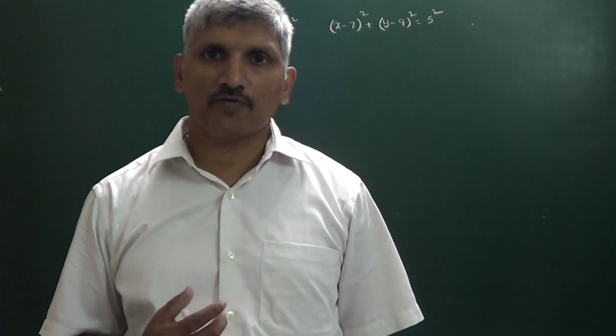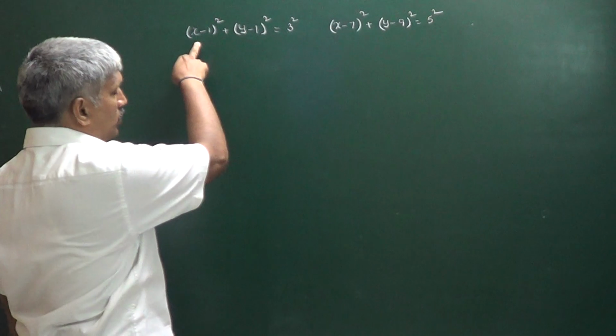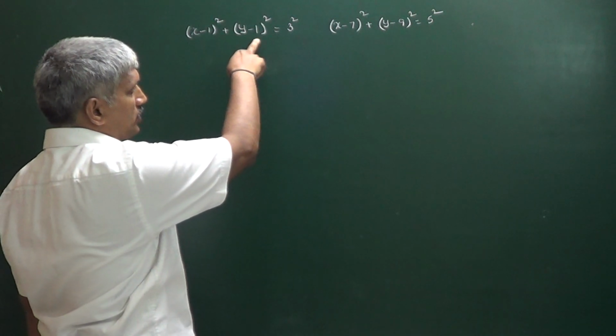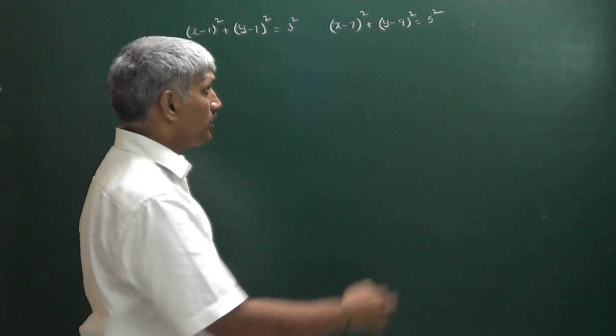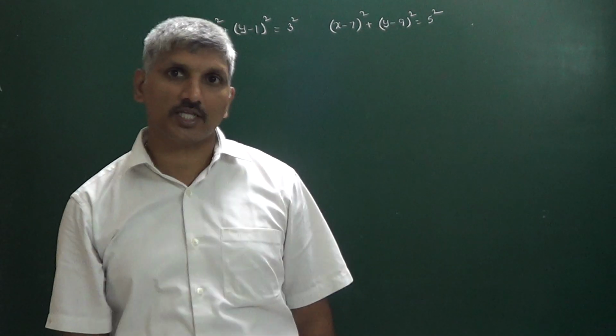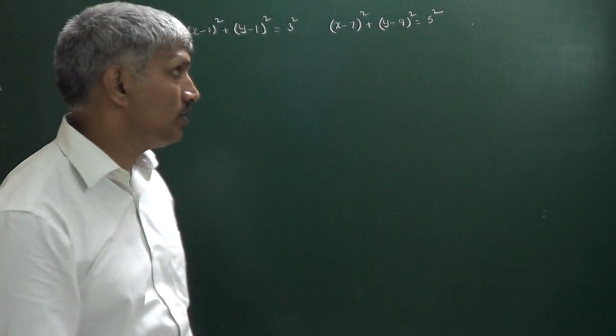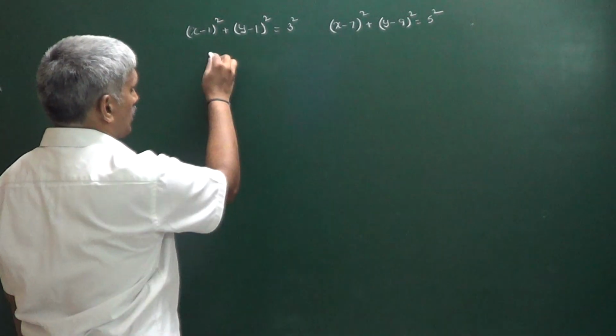I want to discuss a few questions based on circles in this class. (x − 1)² + (y − 1)² = 3² is one circle. (x − 7)² + (y − 9)² = 5² is another circle. He is asking to find the external center of similitude. So how do we find the external center of similitude?